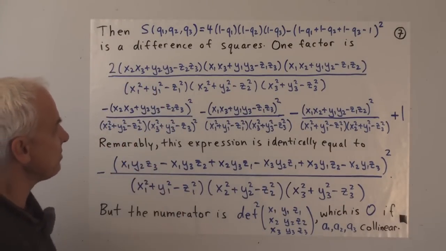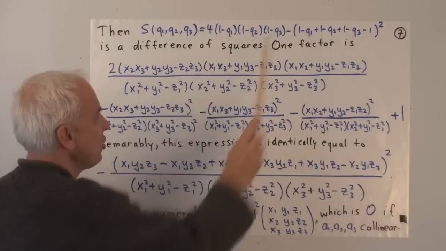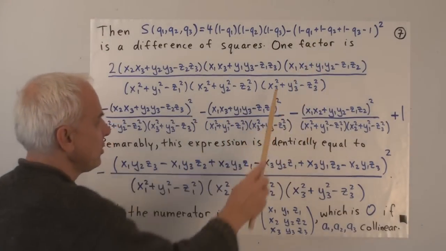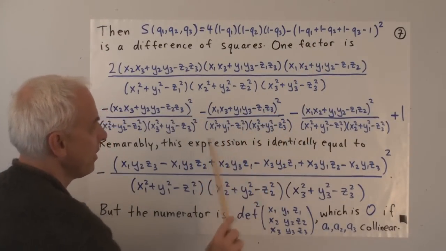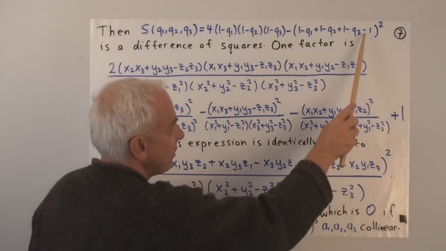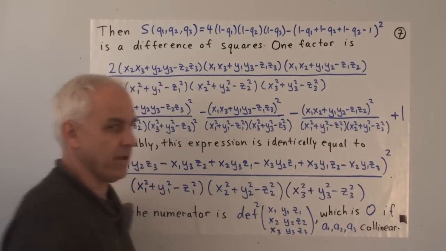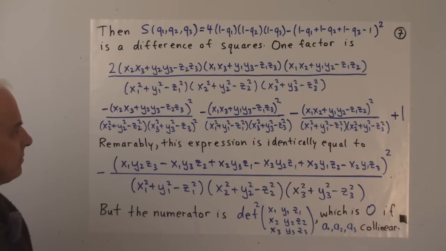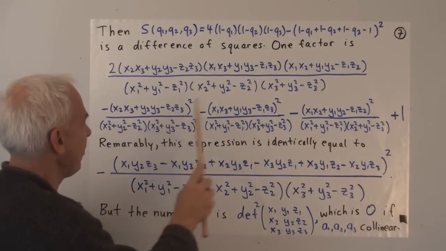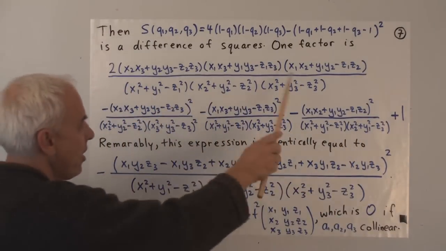And so a minus b, there's a minus b. Okay, so 1 minus q1, there it is right there. 1 minus q2, there it is right there. 1 minus q3, there it is there. And, well, the minus 1, the minus sign, plus 1 at the end. So one of these factors is this thing minus this, minus this, minus this, plus 1. That's all one big expression.